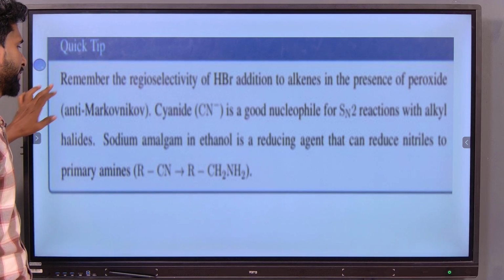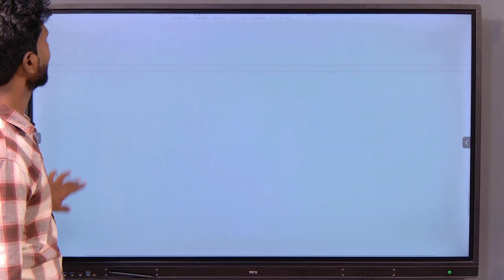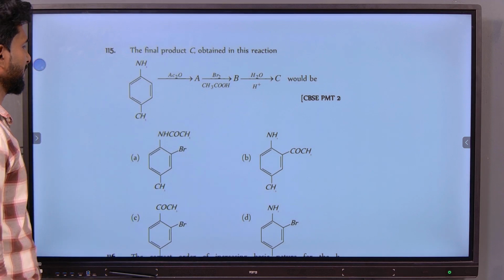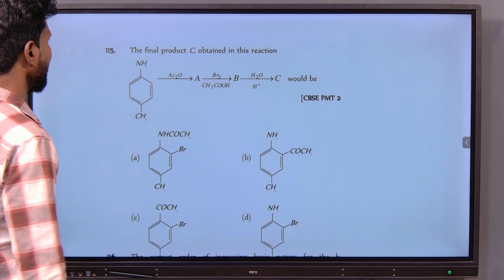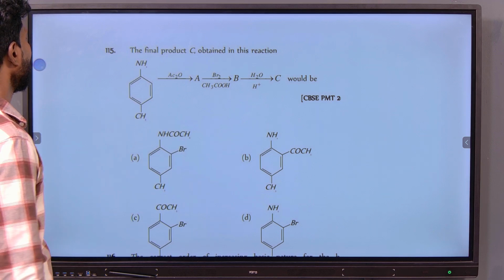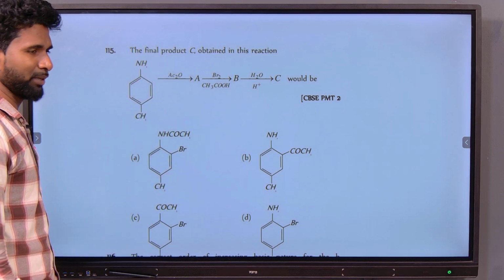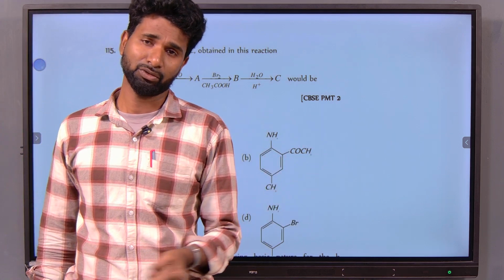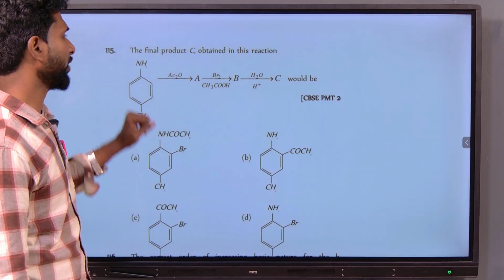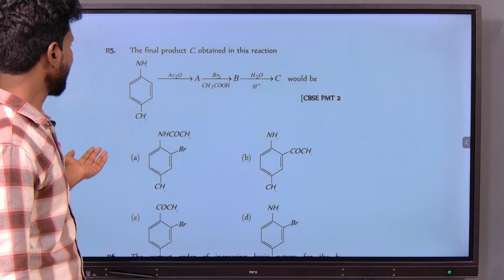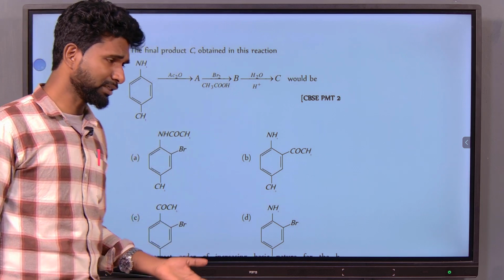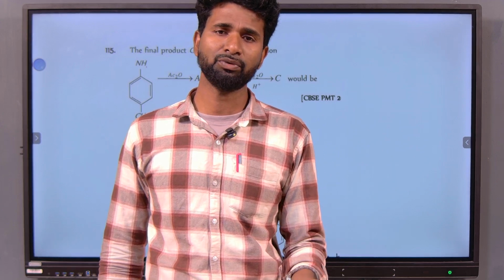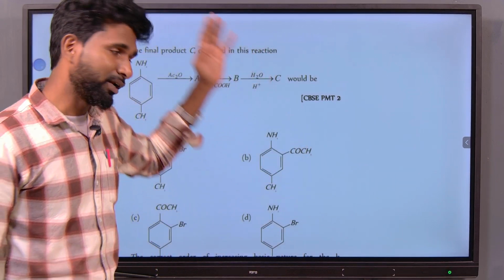Very easy question. Then one more question we have to see. What is the product? The final product C is obtained in the following reaction. What will happen? Direct bromination is not advisable because of the highly ortho-para directing nature. We know that aniline reacts with bromine water to give 2,4,6-tribromoaniline, which is the white precipitate test for aniline.